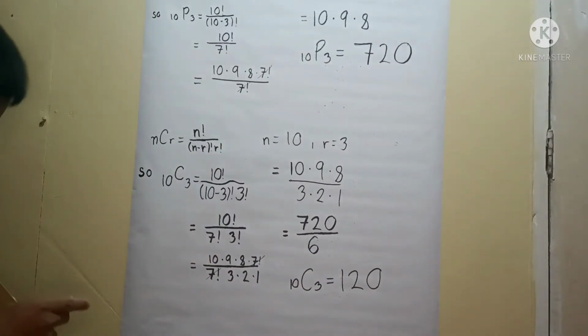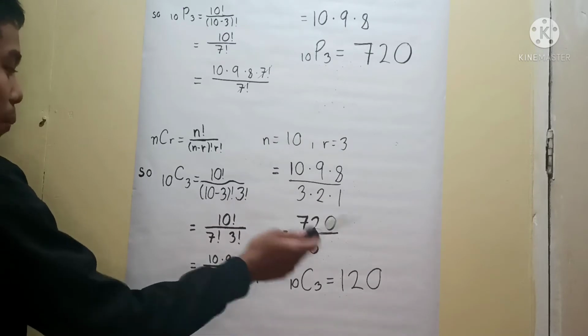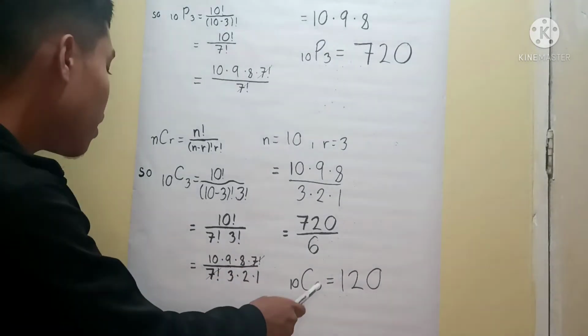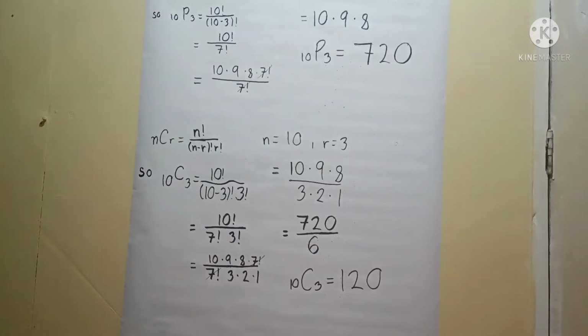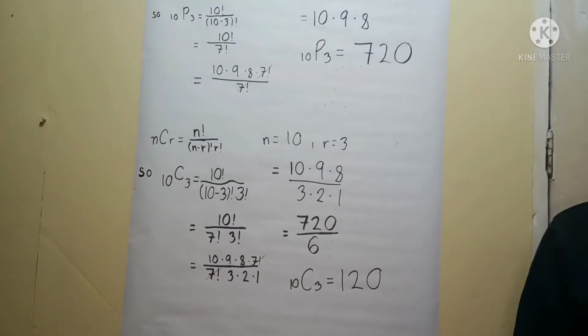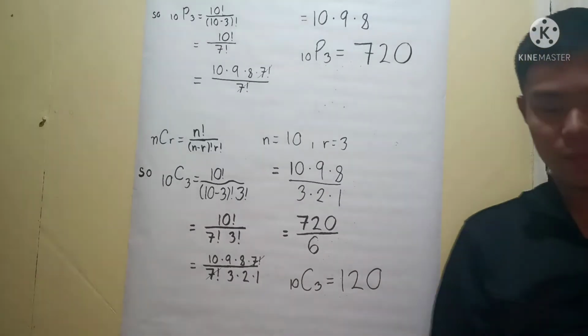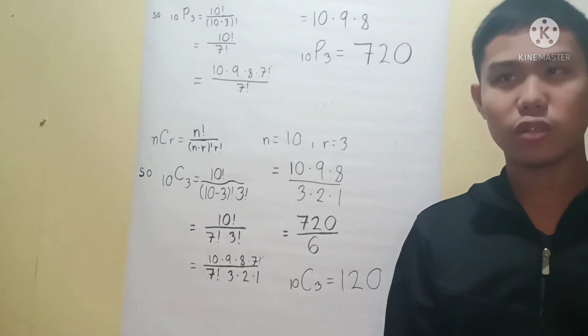And now we're left with 10 times 9 times 8 over 3 times 2 times 1, which would equate to 720 divided by 6. And now, for the finishing touches, the combination would be equal to 120. Therefore, there are a total of 120 ways to form a committee of 3 people from a pool of 10 candidates. That's all it is. Back to you, Jheyan.